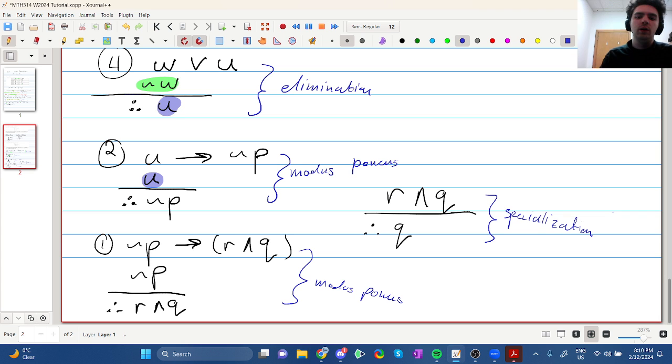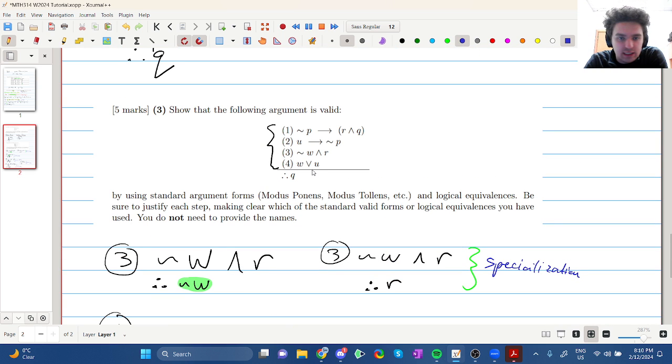Because we know R and Q. How do we know R and Q? It's not one of the things given to us. R and Q is not given to us here, but it logically follows from assuming all of those arguments are true. That R and Q must be true, therefore Q must be true, which is really our end goal here.